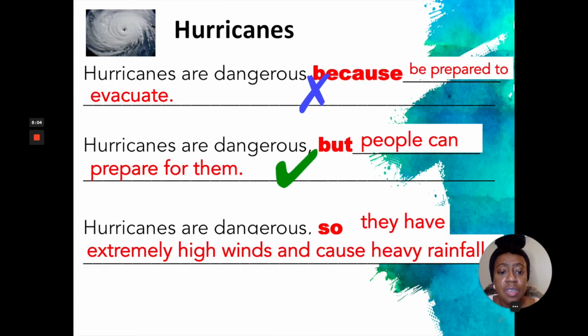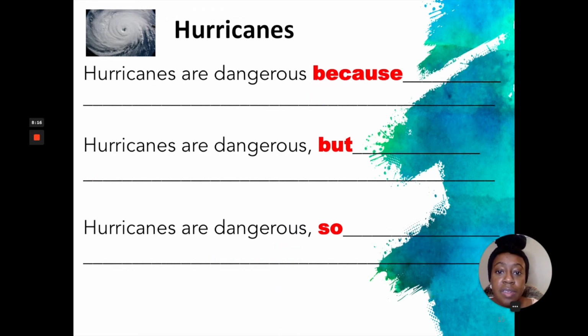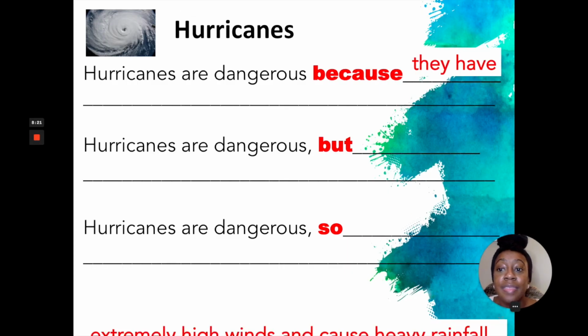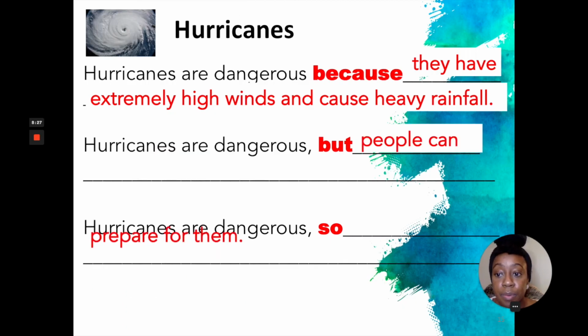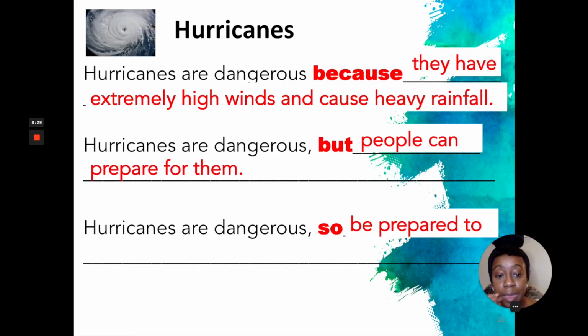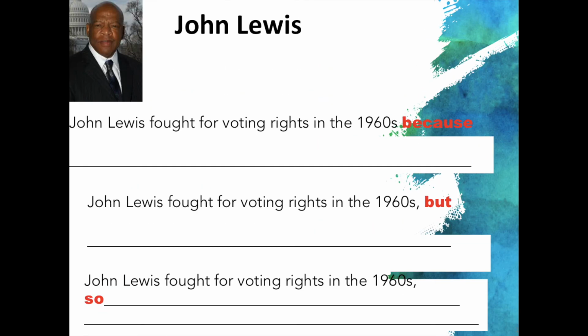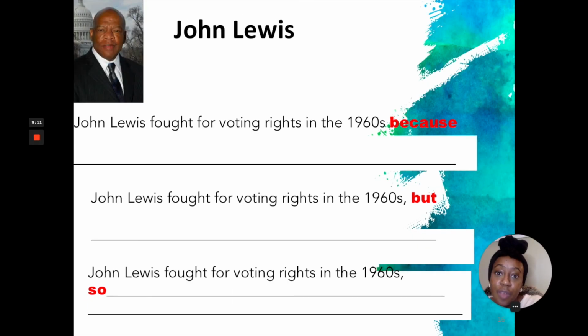Hurricanes are dangerous, so they have extremely high winds and cause heavy rainfall. This doesn't tell me the effect of that. Okay, so this is also incorrect. So the correct order would be hurricanes are dangerous because they have extremely high winds and cause heavy rainfall. We said the second one was correct. And then the last one, hurricanes are dangerous, so be prepared to evacuate.